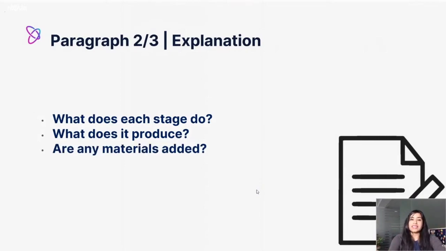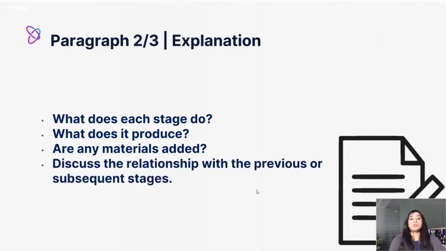So before we took the example of bricks, so maybe there might be some raw materials, or for example, you'll have maybe cement and sand mixed together. So you can add that in your explanation. Say, you know, sand and cement are mixed together to create these bricks, for example. Also, you can discuss the relationship with the previous or subsequent stages. Here, this just means if stage 1 and stage 2 are connected, write that down. Say, as you know, the raw materials are brought in, it is then moved on to the production stage where the bricks are formed, or something like that. So connect the stages as well.